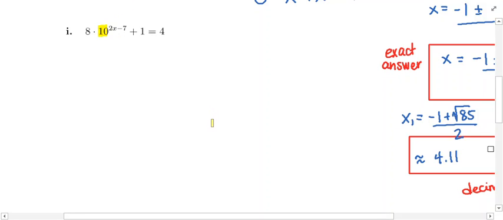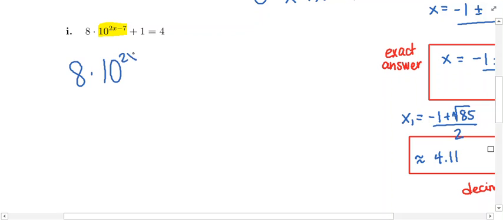Okay, this is a tough one. It looks really complicated. Our first approach with exponentials is to get the bases the same. So this is the quantity: 10 is being raised to the 2x minus 7 power. This 8 is noise. This 1 is noise. Let's isolate this 10 raised to the 2x minus 7, to see what the base is on the other side.